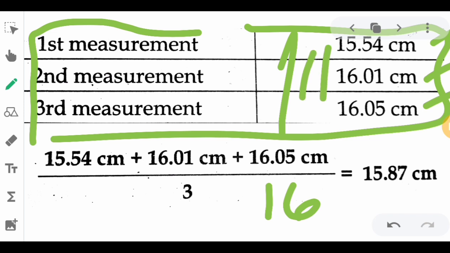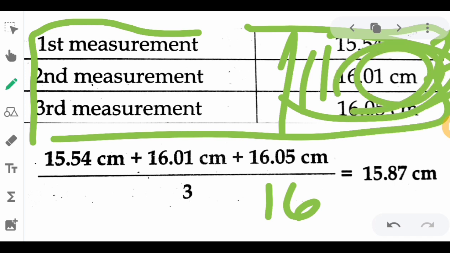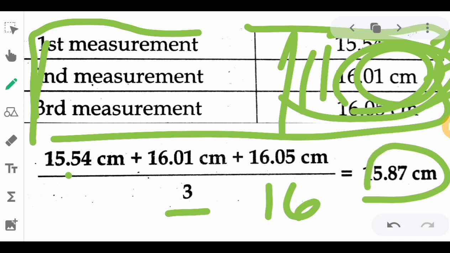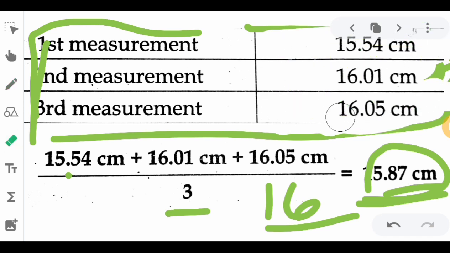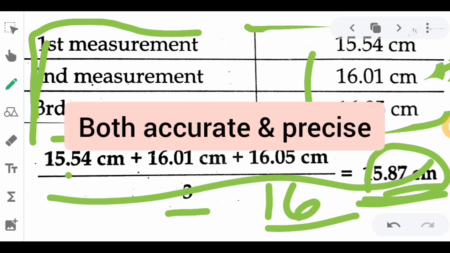To determine the accuracy of the given measurement, we first get the average of the measured values. To get the average, you add all of these and divide by 3, since you have 3 measurements. You have 15.87 centimeters. This is the measured value, and the standard value, as I mentioned earlier, is 16. The average value of 15.87 centimeters is close to 16 centimeters, the standard value. Therefore, we can conclude that the measurements are accurate. And since they are close to one another, if you round that off to 16, the values are also precise. So the data here are both accurate and precise.